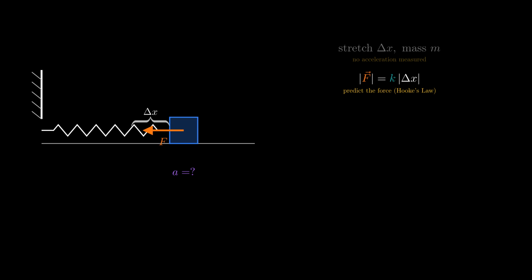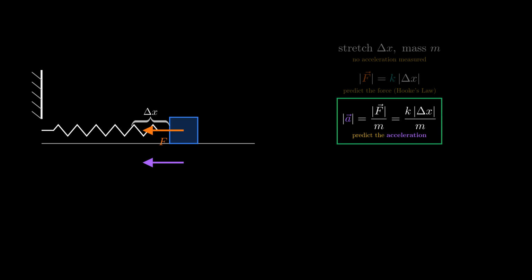Watch what the leap buys us. Take a spring attached to an object of mass m and stretch it by an amount delta x. Using the force law alone, with no measurement of acceleration, we predict the force. The magnitude of the force equals k times the magnitude of delta x. Then Newton's second law hands us the acceleration for free. The magnitude of the acceleration equals the magnitude of the force divided by the mass, which is k times the magnitude of delta x, all divided by m. We have forecast the motion before touching the apparatus.